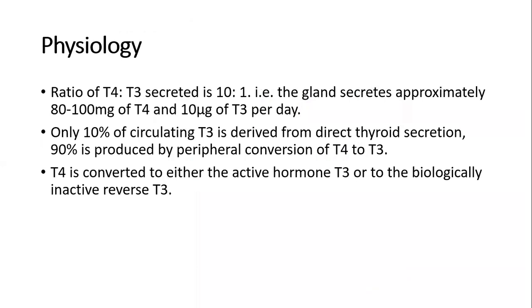So for the physiology of the thyroid gland, usually we have the thyroid hormones being produced by the thyroid gland at a ratio of T4 to T3 of 10:1. That is, the gland secretes approximately 80 to 100 micrograms of T4 and 10 micrograms of T3 per day. But then only 10% of the circulating T3 is derived from direct thyroid secretion, and 90% is produced by peripheral conversion of T4 to T3. The T4 is converted to either the active hormone T3 or to the biologically inactive reverse T3.